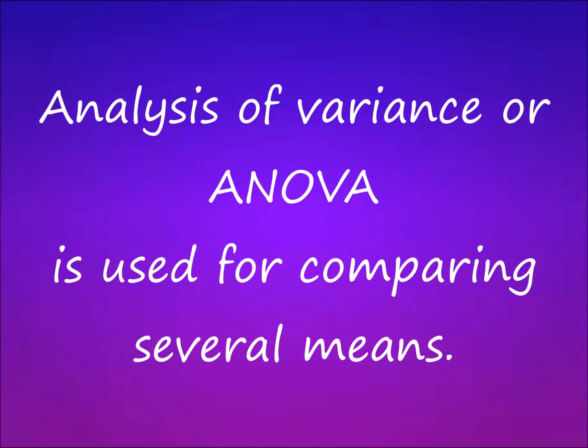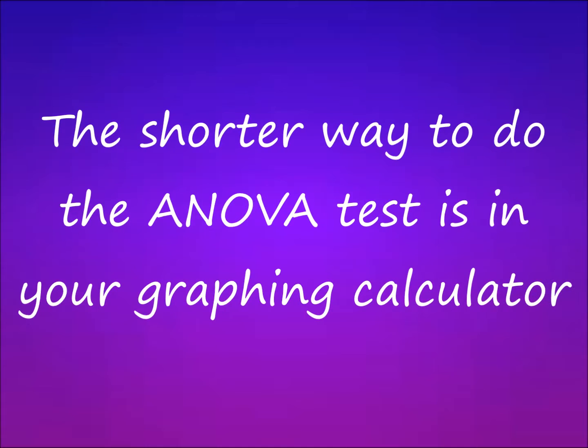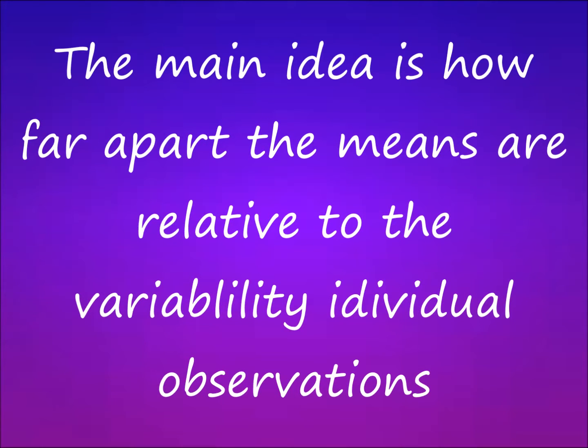Analysis of variance, or ANOVA, is used for comparing several means. There is a long way to do these tests and a short way. The shorter way to do the ANOVA test is in your graphing calculator. The main idea is how far apart the means are relative to the variability of individual observations.